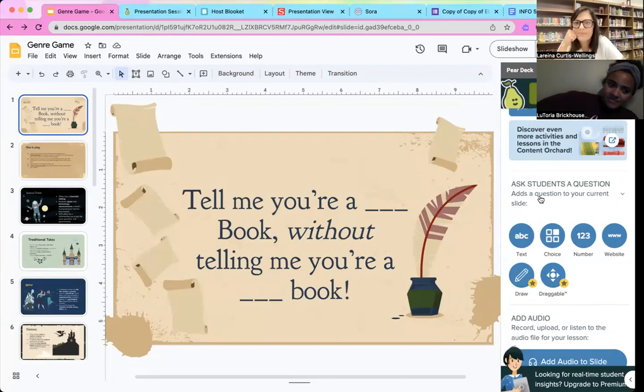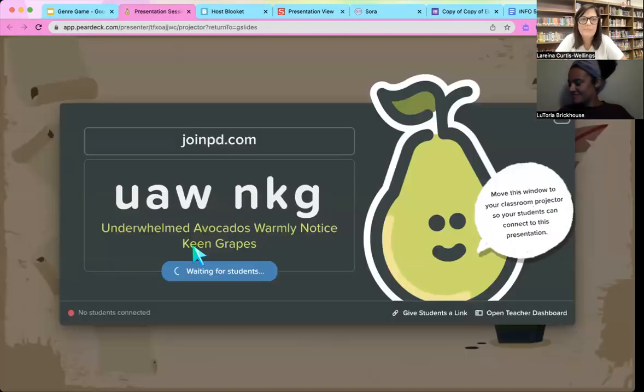While we're waiting, I'm going to go ahead and have you join this link here, and then put this password in. There does not have to be a space in between the letters. There can be, it doesn't matter.